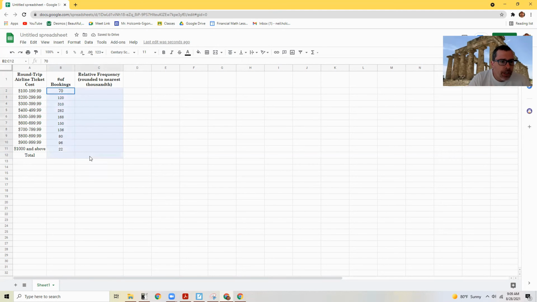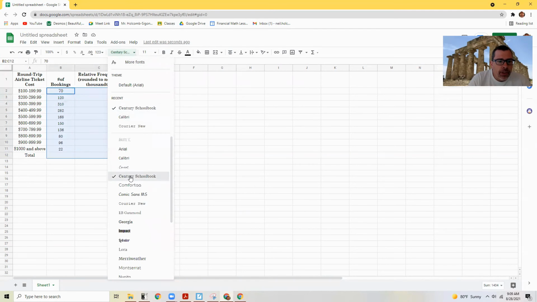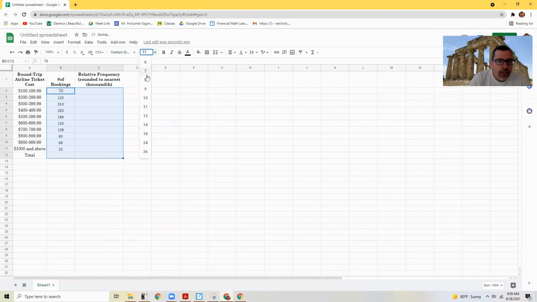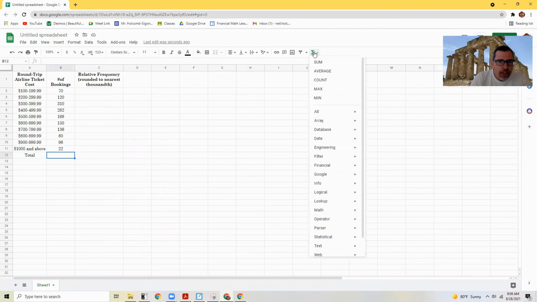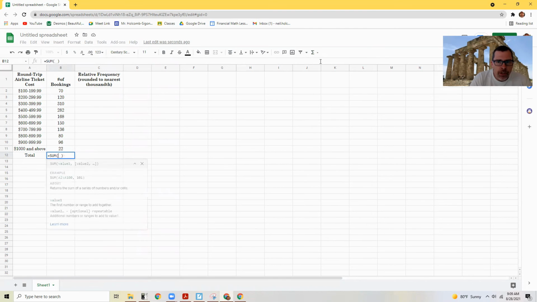Let me just change the text here. And I want it all Century School Book. I like that font, it looks good. And let's make it all font 11. Okay, so there are the values that were given to us. Now, in order to do a summation here, all I have to do is click here and come over to this sigma notation. We talked about that in the last video. If you click on that, it gives you a bunch of commands. We're just simply going to do the sum.